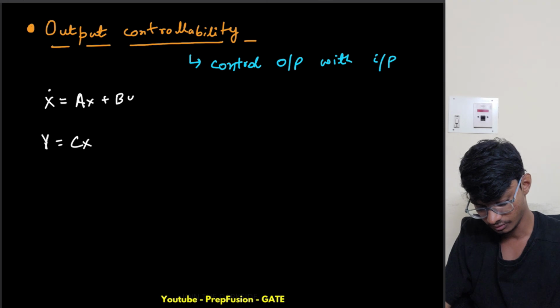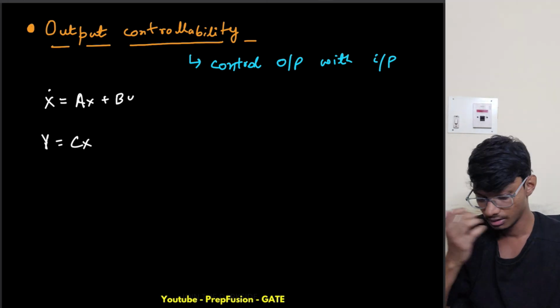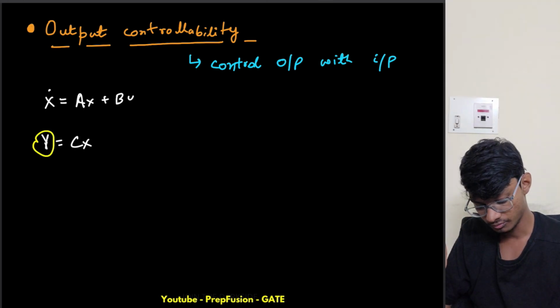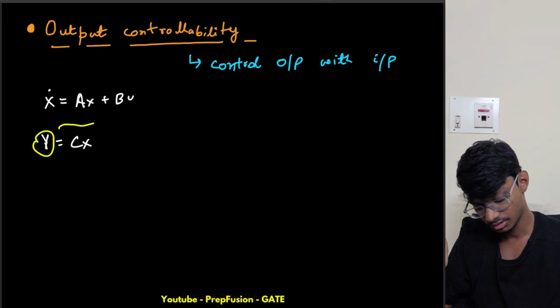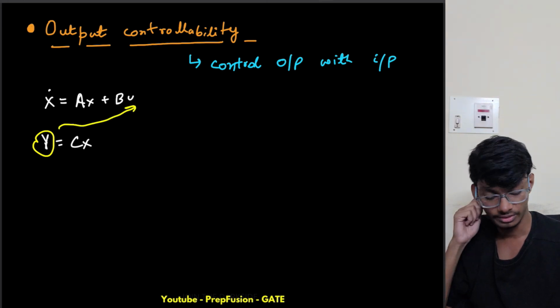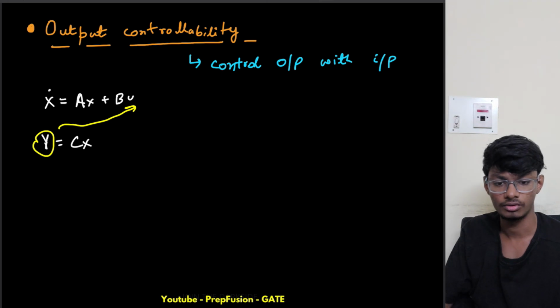This is y equals Cx, and D we ignore. Now this output will be controlled by this input. So how do I do that?